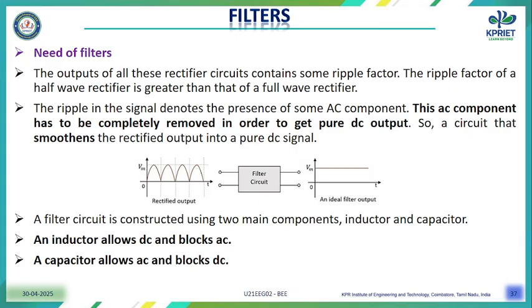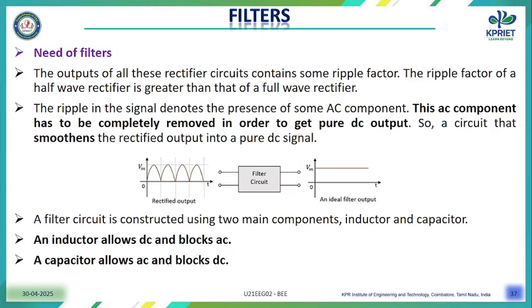You can see this diagram. Here we have a rectified output, which consists of pulsating DC. This pulsating DC is given to the input of the filter circuit. This filter circuit removes the ripple content present in the pulsating DC and we get a pure DC output. So how is this going to happen? What components are required for this kind of operation? That we are going to discuss here.